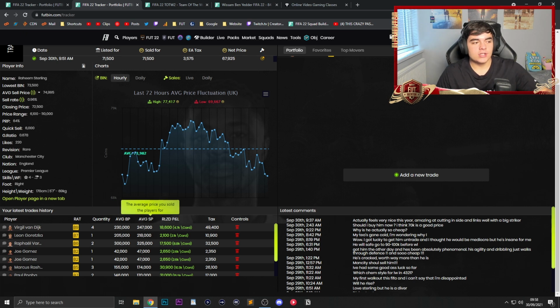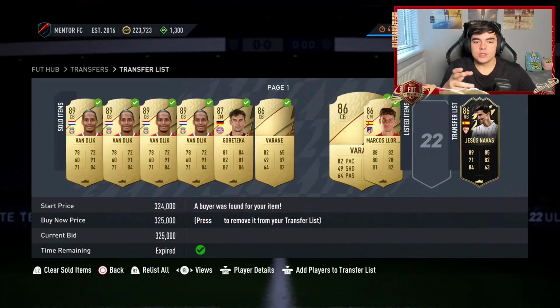Then you also have the average sell price, and you can see here in total from those four cards, buying and selling all of them, I made 18,600 coins. That was 4.7k per card, and that is realized profit, including all of the tax that EA did take. EA took around 50k in that, but this is 20,000 coins pure profit after tax calculated. You can see for Goretzka and for the Varanes, I had two of them. I made 17k in total, 8k per card, on these two Varanes that I did sell.